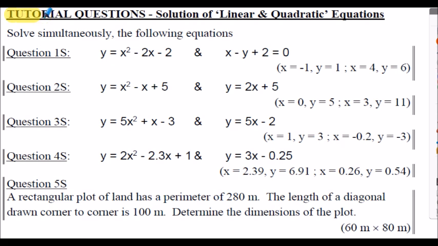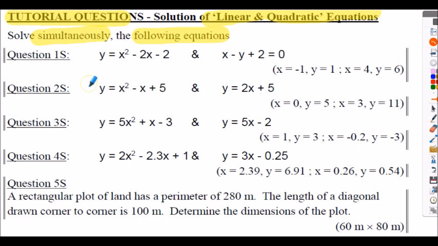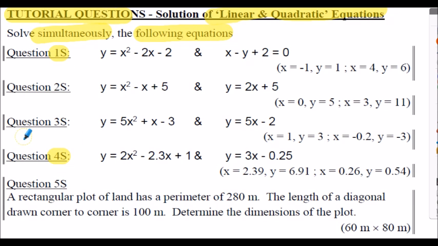Here are some tutorial questions related to the solution of linear and quadratic equations. Solve simultaneously the following equations. So question 1 through to question 4 have given us equations to solve. Just be careful of the way the equations are expressed. In question 1, this first equation is in the right format of y is equal to ax squared plus bx plus c, but the linear equation here needs to be transposed to make y the subject.